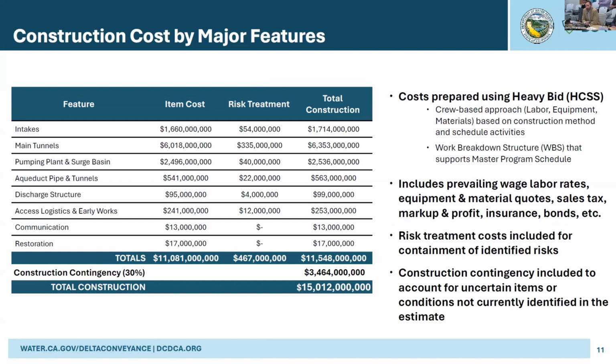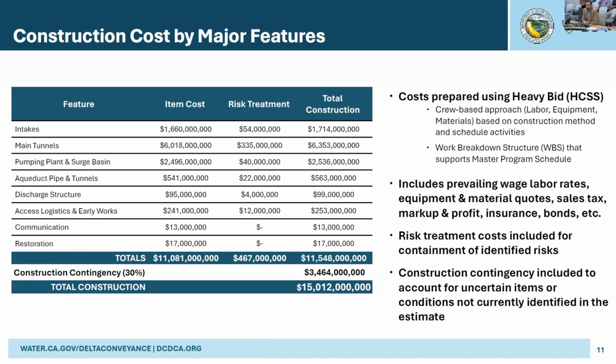We've developed a work breakdown structure for all of this so that the estimate aligns with our master program schedule. We've included prevailing wage, labor rates, equipment, material quotes, sales tax, markup, profit, insurance. Point being, this is a very complete and comprehensive estimate of all the construction costs associated with the project.